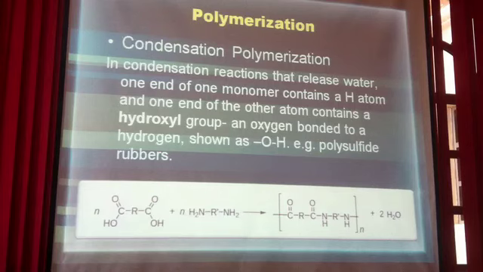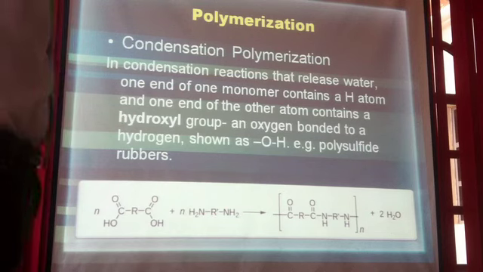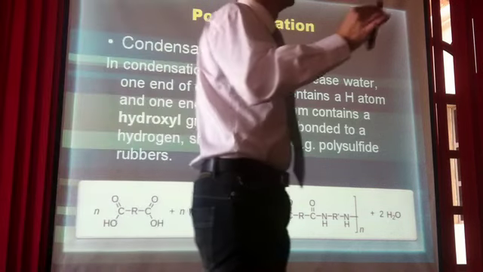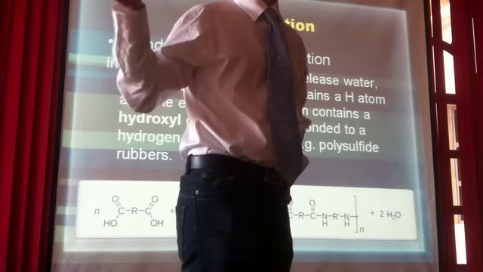This is another type of polymerization, we call it condensation polymerization. We're going to read it. From double to single? It's a condensation reaction that releases water. At the end of the monomer there is an H atom, and at one end of the other is a hydroxy group. The oxygen bonds to the hydrogen just to give water. We call it the byproduct. So those reactions, the condensation reactions, will give a byproduct. The addition reaction will not give a byproduct. Clear the difference?